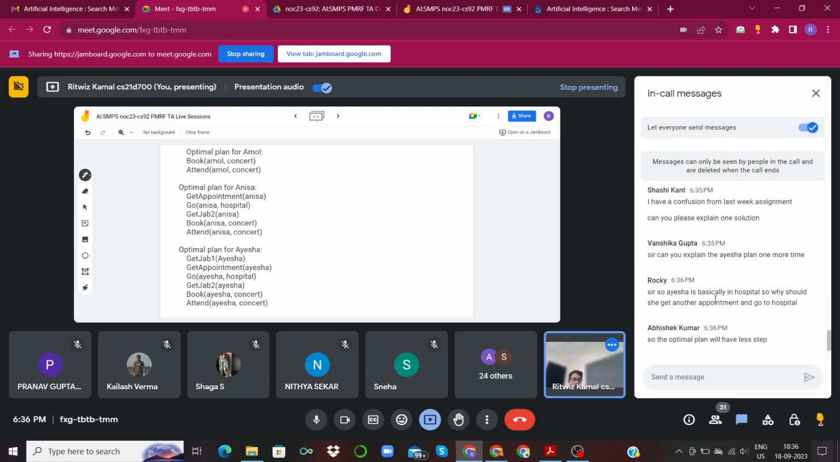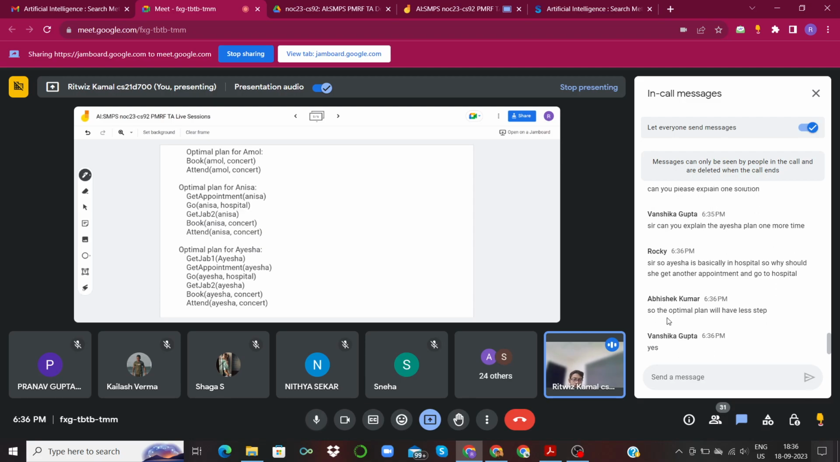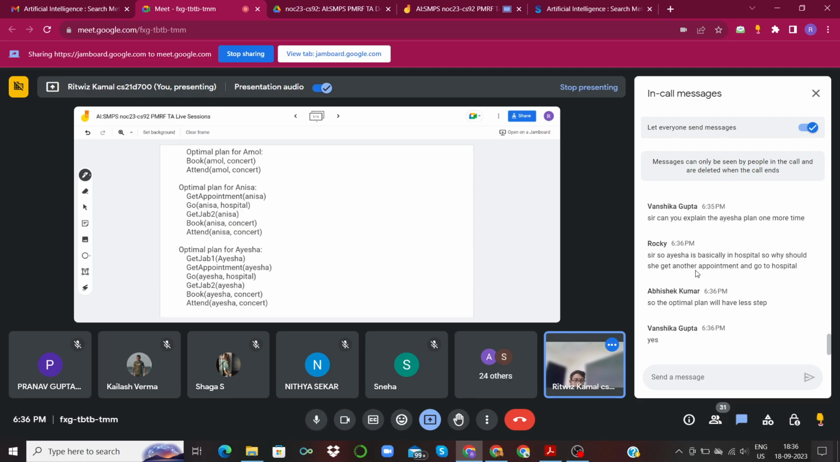Yeah, we'll go over Aisha's plan one more time. So basically Aisha is in hospital. So why should she get another appointment and go to hospital? Yeah, exactly. That is the point. That is the reason why we're calling it an optimal plan. Yes, an optimal plan will have as few steps as we possibly can have.